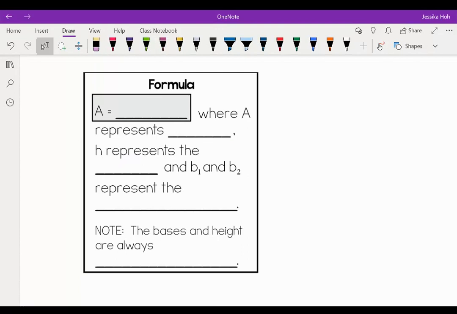So our formula for a trapezoid is A equals half of height times base 1 plus base 2.